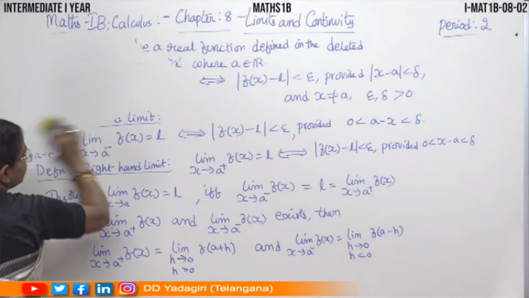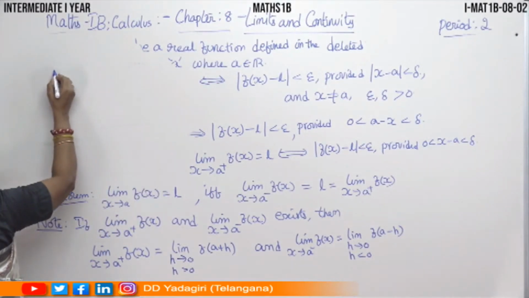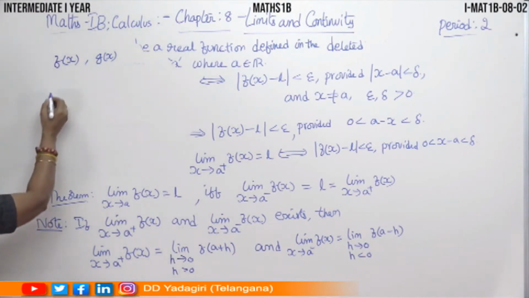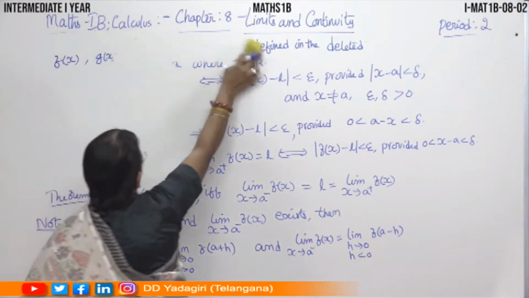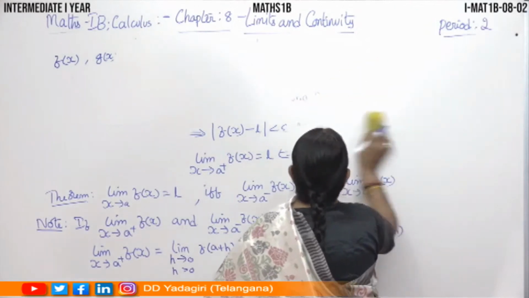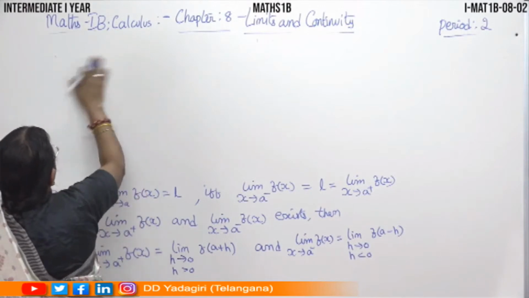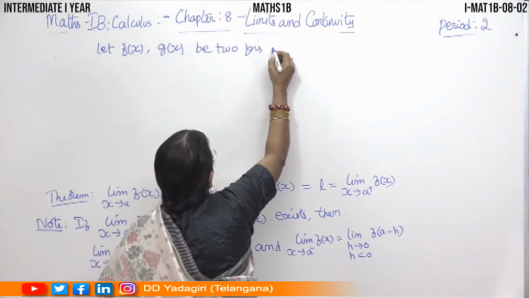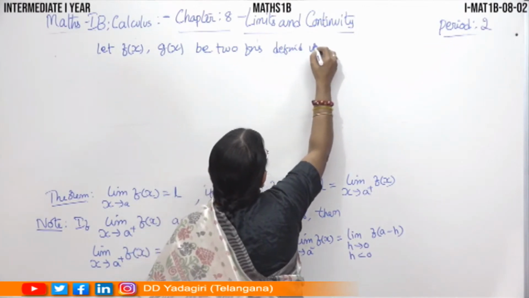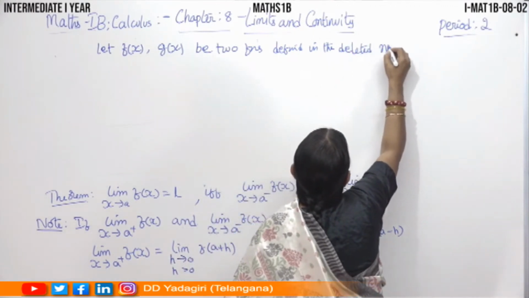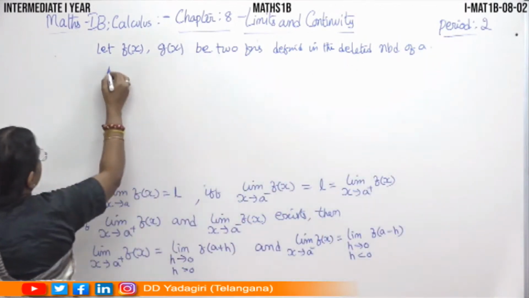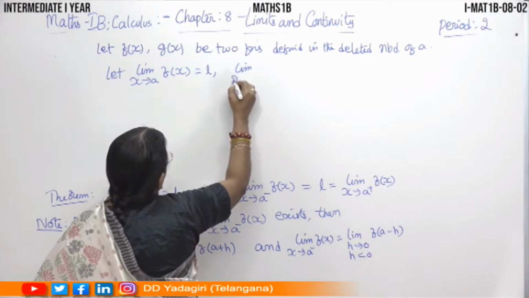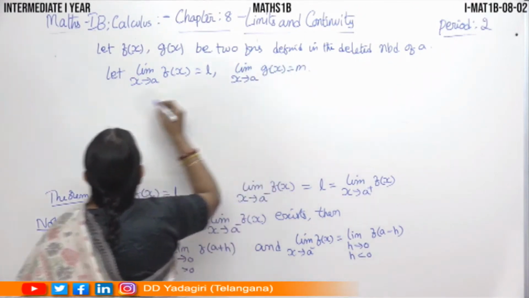Now we'll learn some properties of these limits. Suppose you have some functions f of x and g of x. Let f of x and g of x be two functions defined in the deleted neighborhood of a. And suppose the limit as x tends to a of f of x is equal to L, and the limit as x tends to a of g of x is equal to m. Then you have these properties.